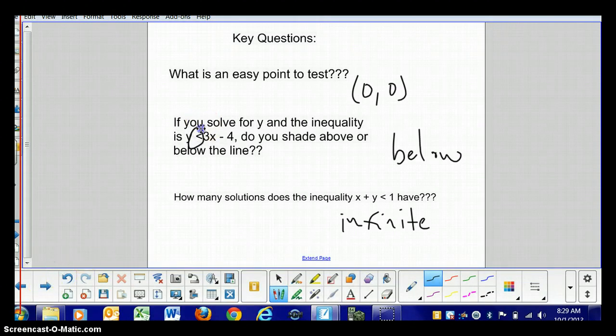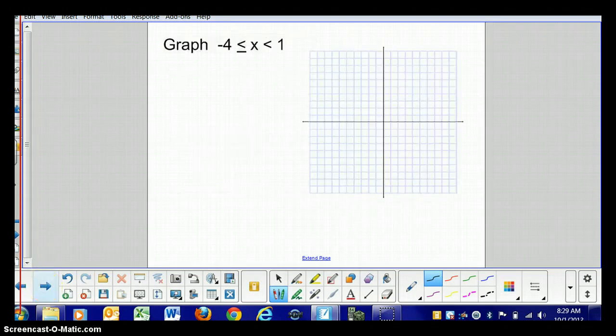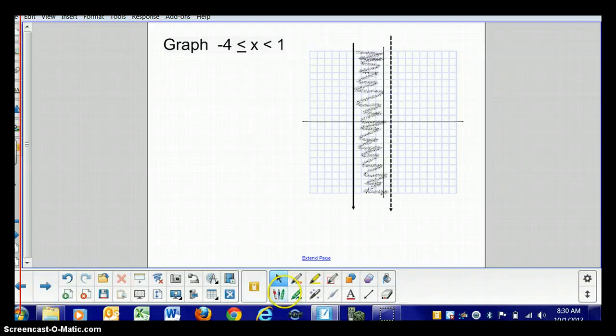Don't forget, when the inequality does not have the equal to sign, that's when you make a dotted line. Here's a tricky one. X is less than 1, and x is greater than or equal to negative 4. Go ahead and give it a try, and then you can see how I did. Here's the line x equals 1 right here. Here's the line x equals negative 4. This is dashed because it's not equal to underneath. This is solid because it is equal to underneath. And I shaded everything in between.